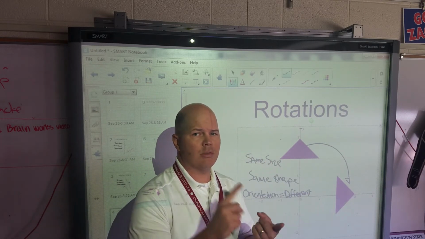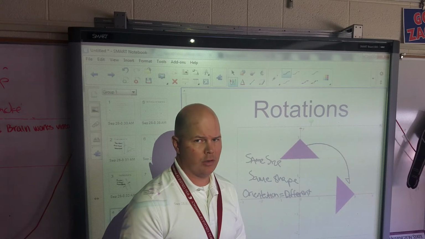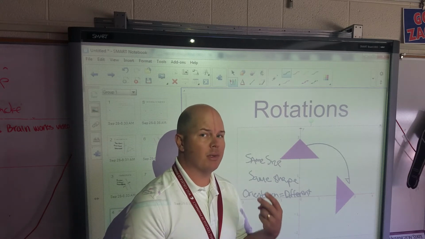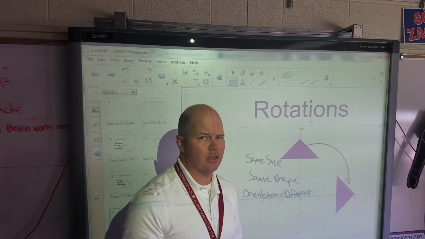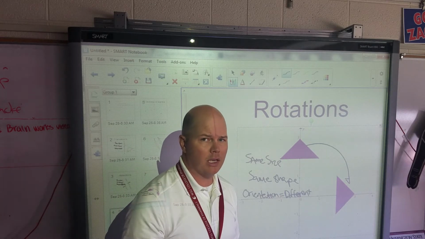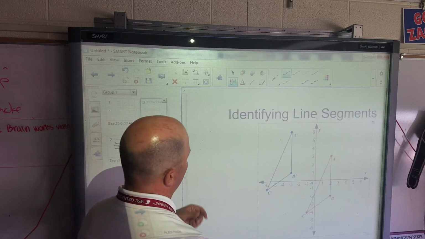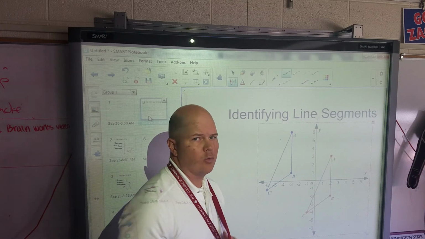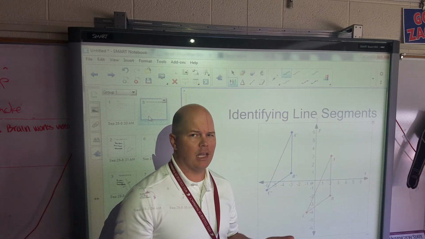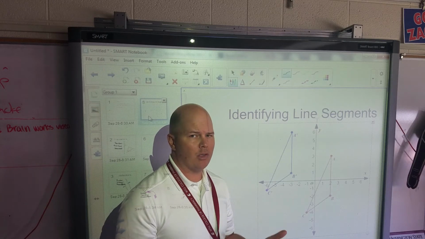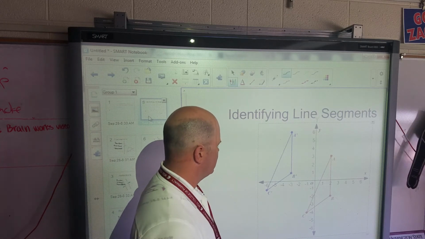So translations were same size, same shape, same orientation. Reflections were same size, same shape, but different orientations. And rotations were same size, same shape, but different orientations. So the real question is, why is that important? Well, it's important because it allows us to see what's happening and how these shapes relate to one another. So let's just take a look.